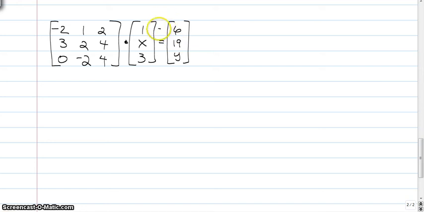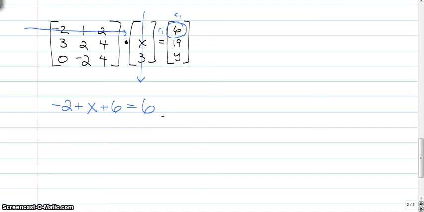So 6 would be in row 1 and column 1. So that means all we need to do is come up with an equation that multiplies row 1 with column 1, because it's the only column that's there. So we're going to just do our typical multiplication of matrices. We're going to start here. We have a negative 2 times 1, which is negative 2, plus, jump over, jump down. 1 times x is x. Jump over, jump down. 2 times 3 is 6. And that would be equal to 6, the row 1, column 1.